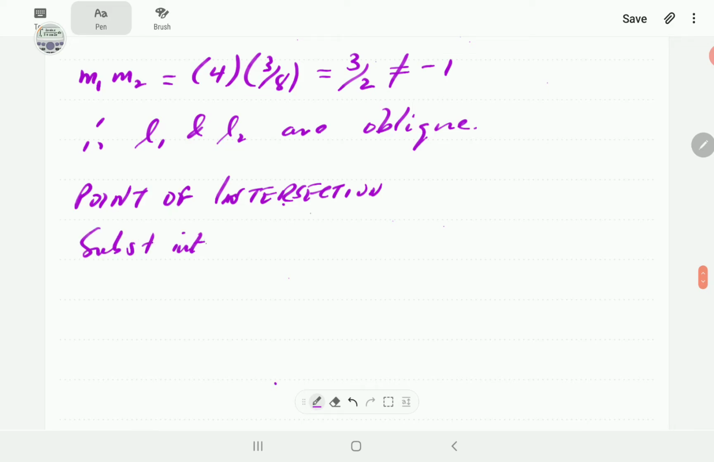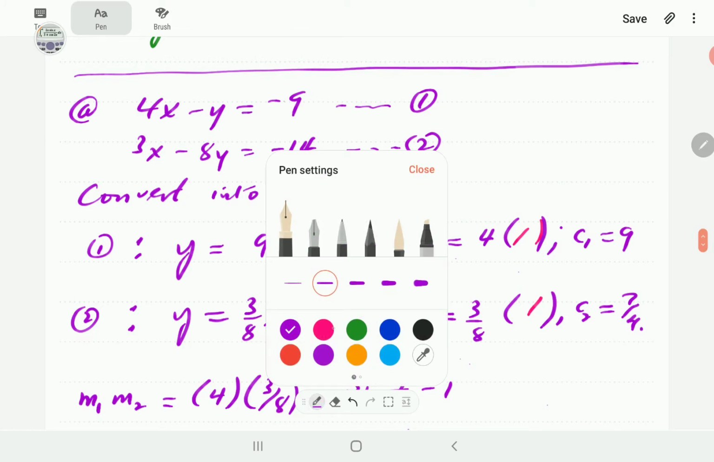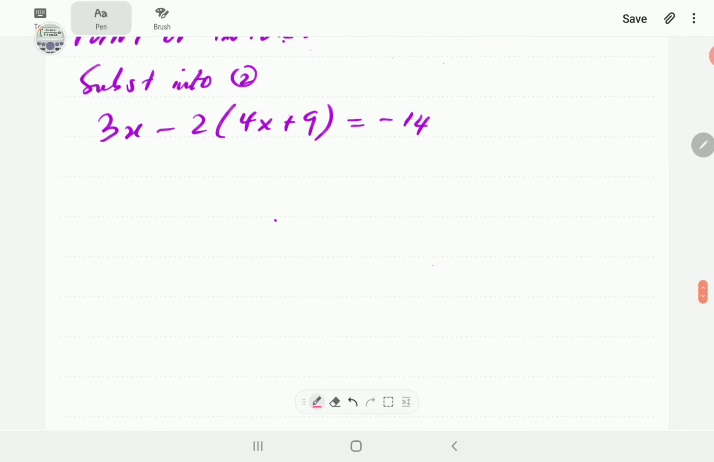Substitute into equation number 2. Then what we're going to have is 3x minus 2 times (4x plus 9) is equal to negative 14. So all we have done is we have taken this and we have substituted, we have plugged it in there, and now we've got an equation of x only.